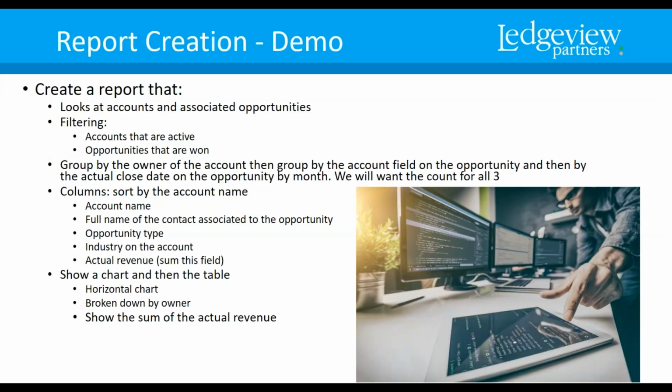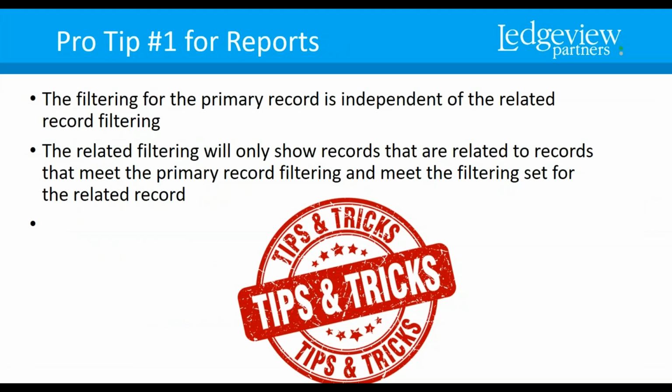So if we jump back to our PowerPoint presentation, we're going to stop our presentation. We're going to get time for our first pro tip. Our first pro tip is, talked about it for a little bit, the filtering for that primary record, it's independent of the related record filtering. Meaning, we were looking at active accounts. If you remember advanced find filtering, sometimes we'll do it where we'll go, show me all active accounts that have an opportunity that has been won. Okay, that means it's only going to show us active accounts where it has at least one opportunity that's ever been won. That's not what this is doing.